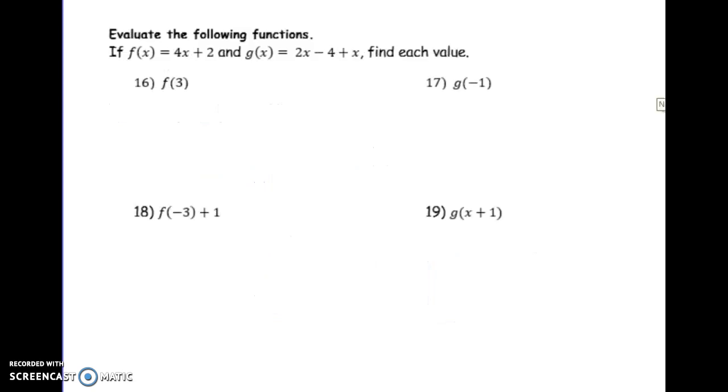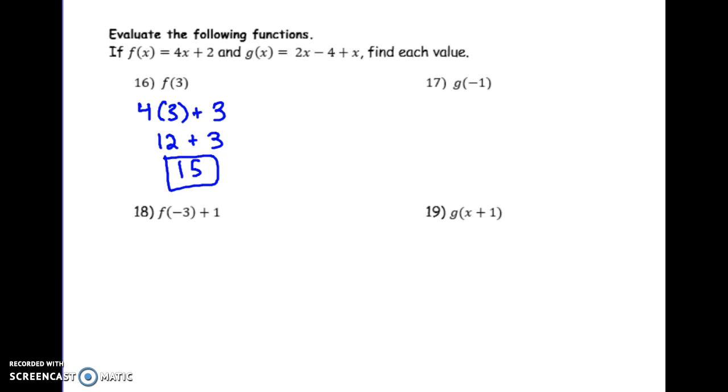All right, moving on. Now we've got functions. So we just had an assessment on this. You guys should be pretty good with this. So f of 3, every place we see an x, we're just going to put a 3. So 4 times 3 plus 2. So this would be 12 plus 3, which is 15. So the first answer should be 15.